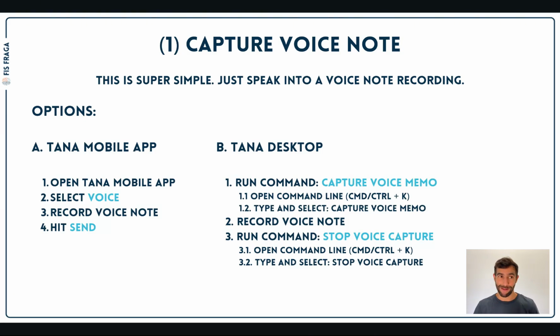On the desktop app, it's slightly more complicated, but it's still quite simple. You basically need to run 2 commands, which is to capture the voice memo and then stop voice capture. And in order to run these commands, you must open the command line, as we've seen in the previous video, and then type and select each of these respective commands. And then, of course, in the middle, you're going to speak and record the voice note as you would do in the Tana mobile. Now, this is it for the capture.